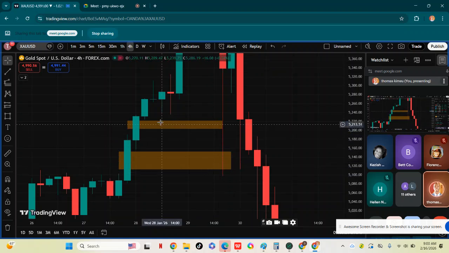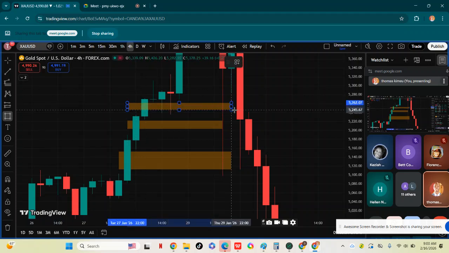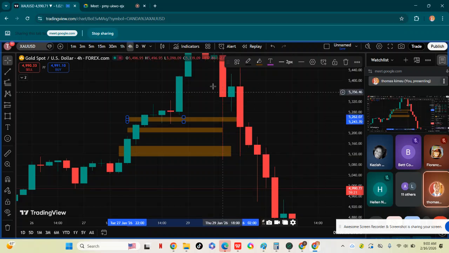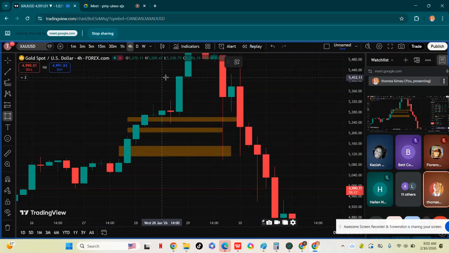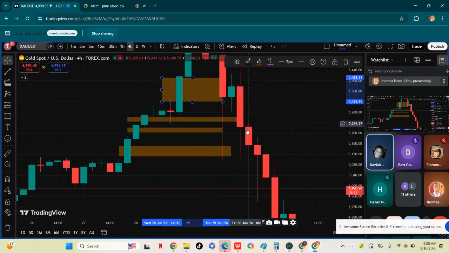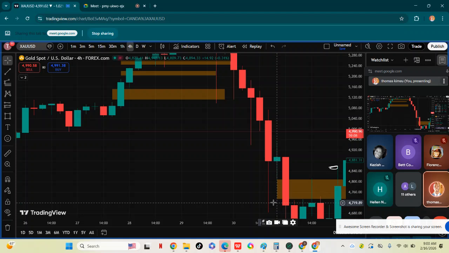Because you can see when all these fair value gaps were left, what happened? What happened when all those gaps were left? The market came all the way. There was another one here also. It came all the way and corrected all those gaps, imbalances. And you can see that. I don't know if you are together. So you can use your fair value gaps as your entries.